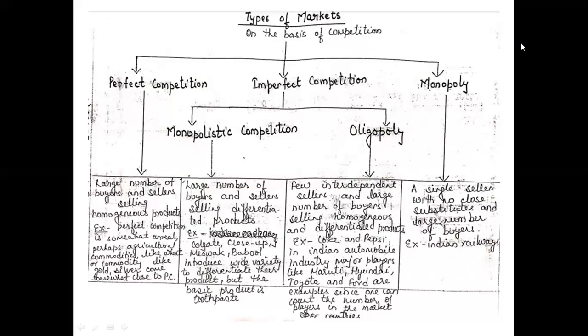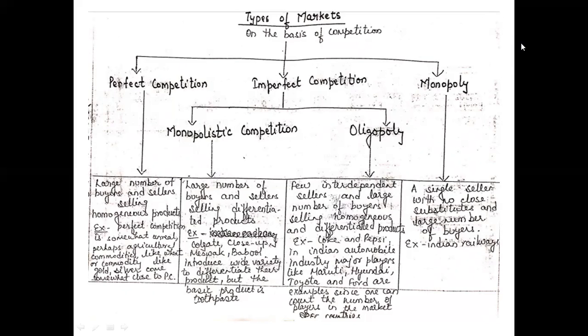Let's see the characteristics. So in perfect competition, a large number of buyers and sellers are selling the homogeneous product. So perfect competition is somewhat unreal. Perhaps agricultural commodities like wheat, and other commodities like gold, silver are somewhat close to perfect competition.